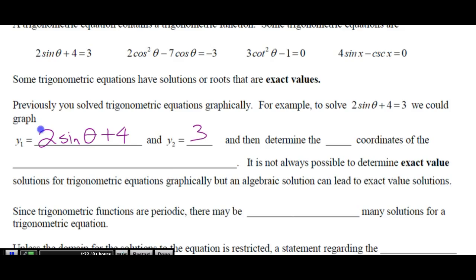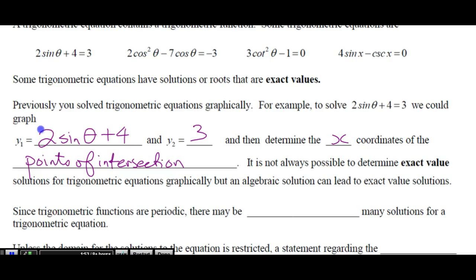And then we would look for the x-coordinates of the points of intersection, right? So in a graphical determination, we would have to show appropriate work. The appropriate work would be y1 is 2 sine theta plus 4, and y2 is 3, and here's the window I'm working in. And then the question is, is the domain restricted or not?